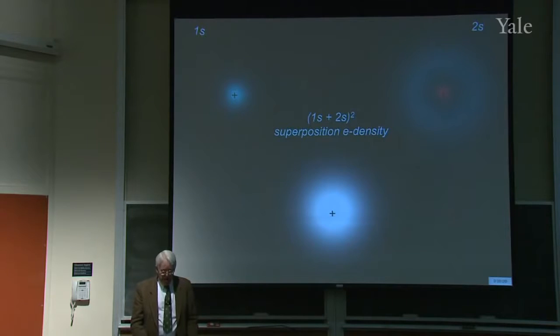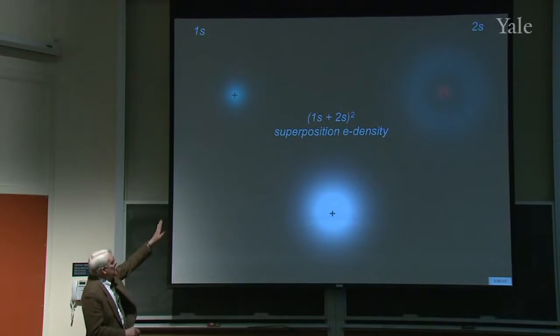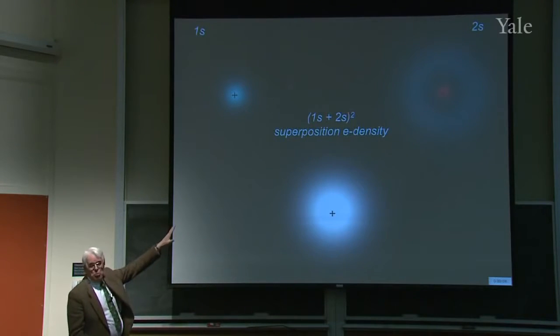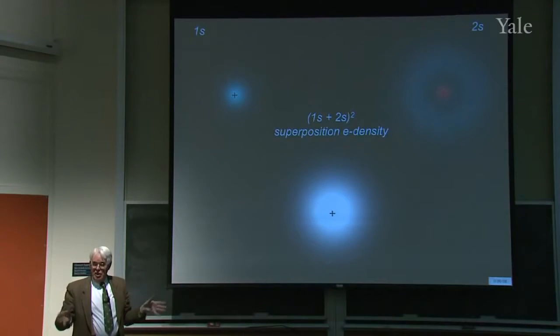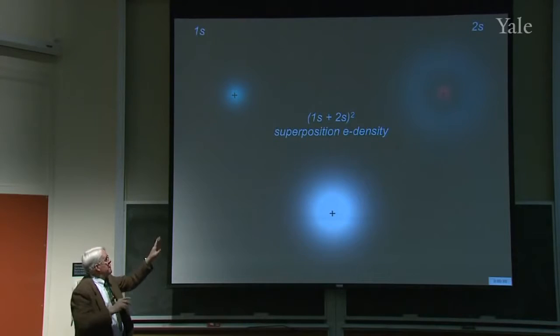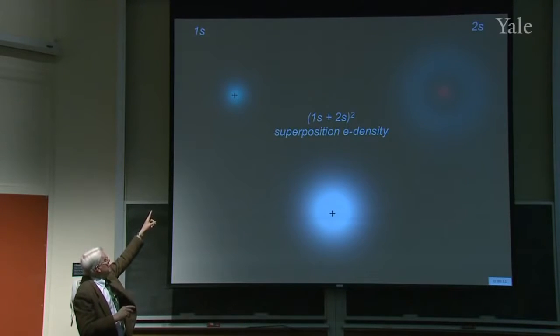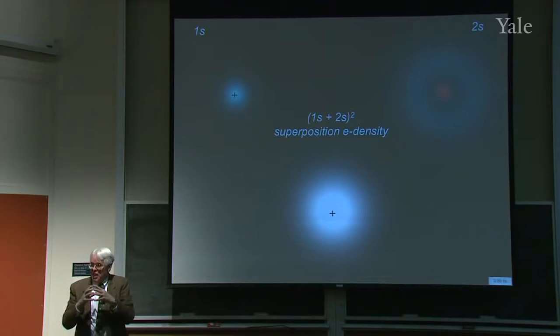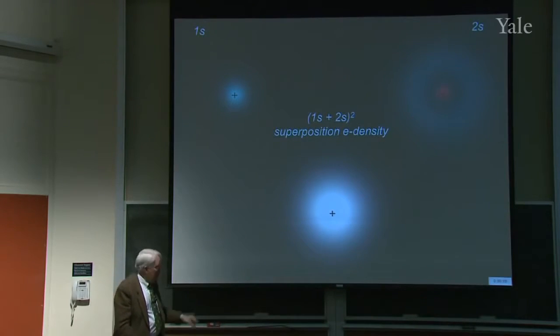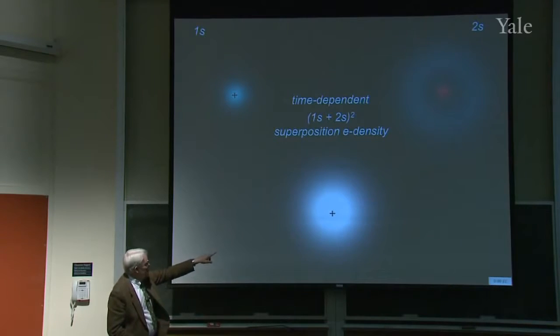For example, if you mix 1s with 2s, if you add the two, it reinforces where they're blue and subtracts when they're red. That makes a big circle, big sphere, right? But if you subtract them, make the one on the left red and add it to the other one, then they'll reinforce in the middle and cancel on the outside, and it'll be inside. So if you mix those two, you get this dependence with time.